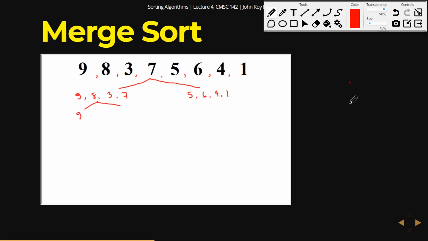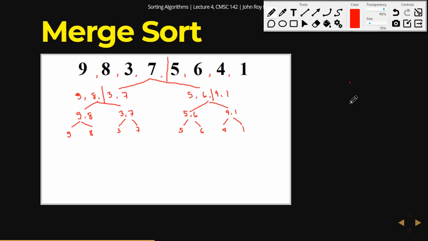And then we'll divide these sub-problems into smaller sub-problems. So this becomes 9, 8, and 3, 7. So divide it at the half. Okay. Divide it at the half here. So we'll also divide it here to 5, 6, and 4, 1. And then we'll divide this further into half. So 9, 8, and 3, 7, 5, 6, and 4, 1. Now, there is only 1 item per sub-problem this time, so we can't divide it any further. So this time, what we'll do is the merge step.